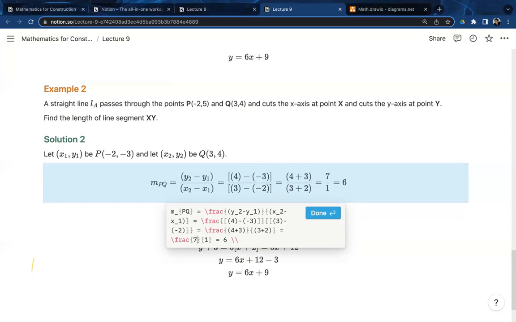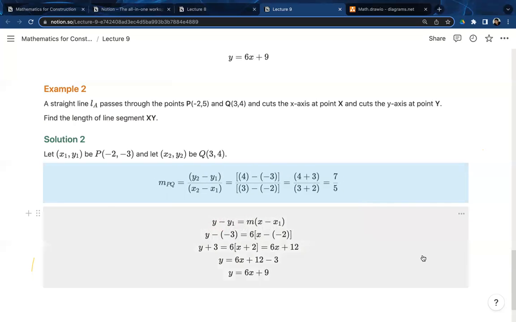So this is 7/5. Right? So the gradient is 7/5. So 4 minus -3, which is 4 plus 3, and the bottom is 3 minus -2, which is 3 plus 2, is 5. So these are kind of, you know, it could have been worse, but this is kind of bad, a gradient like this, right? But no problem. In the equation, I'm going to use the 3, 4 coordinate.